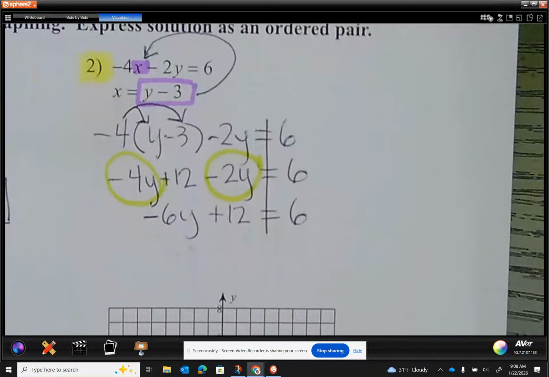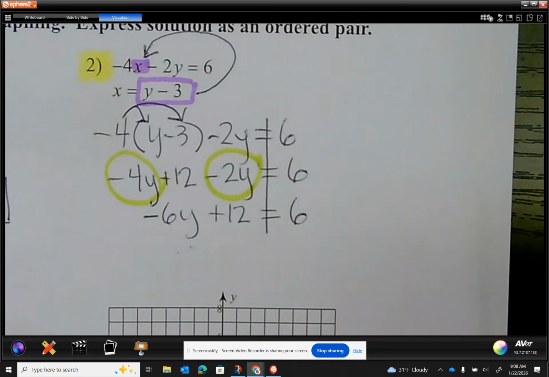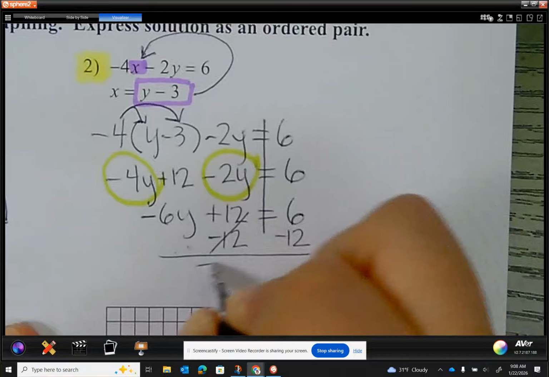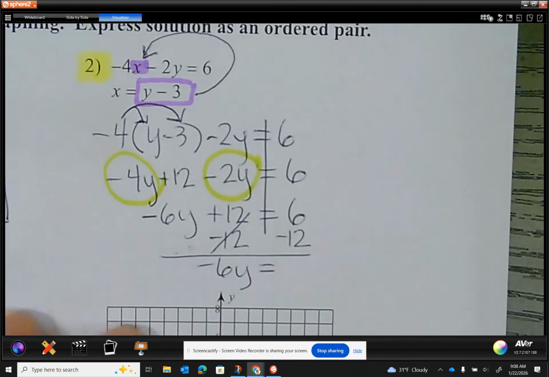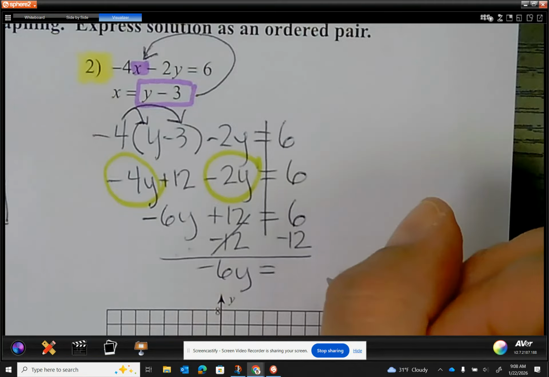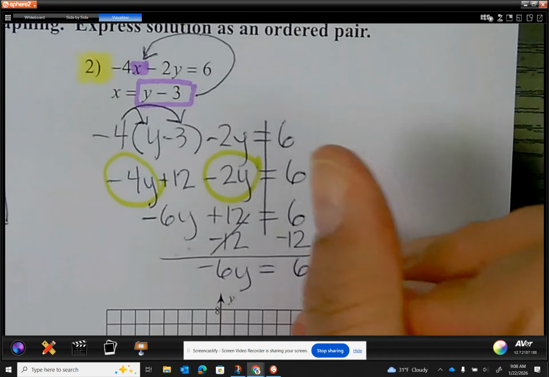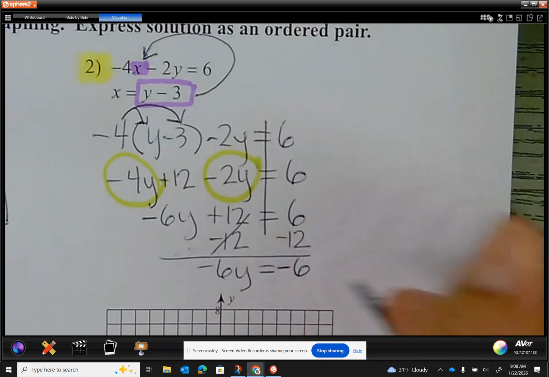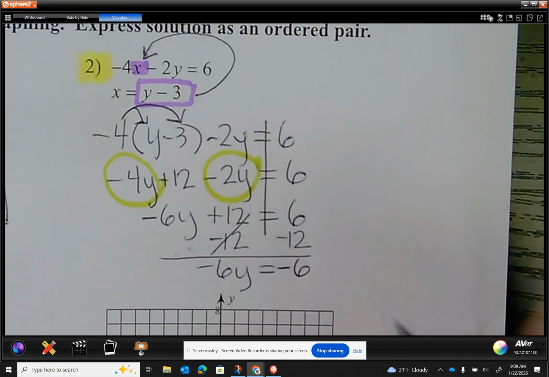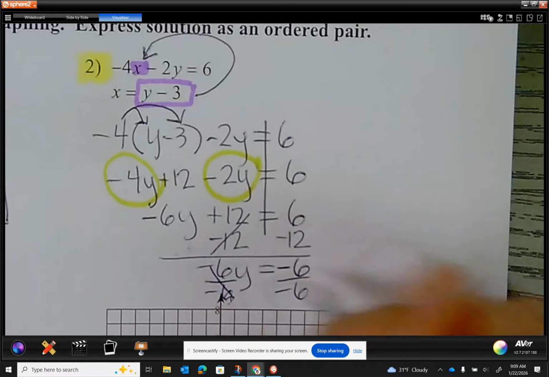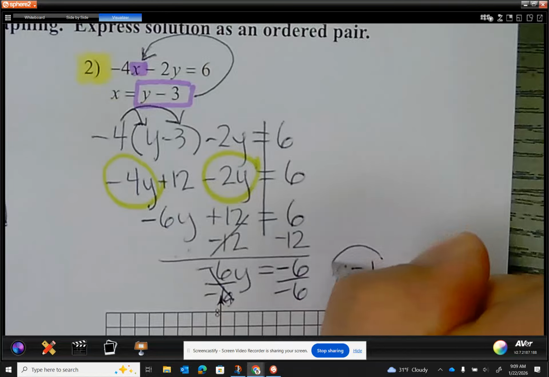What's our next math move? Okay. We're going to have -12 on both sides. -6y is equal to 6 minus 12. Do we have more negatives or more positives? I have a -6. And then our last move to solve for y. So therefore, y is equal to positive 1.